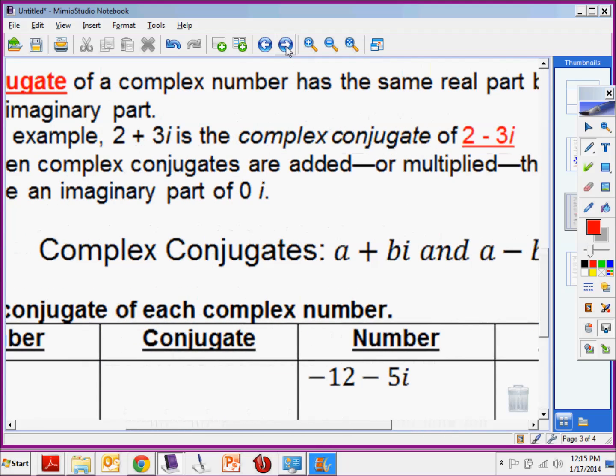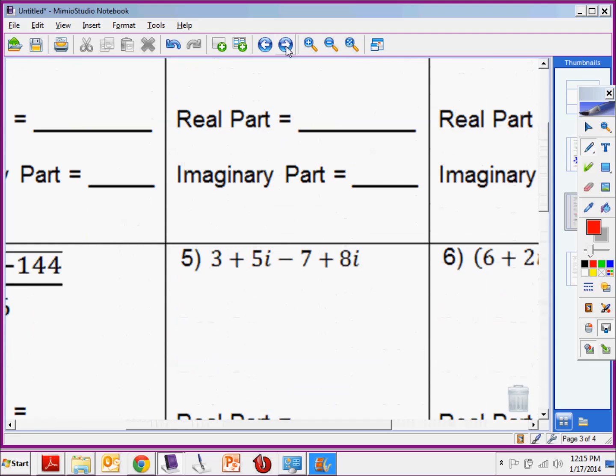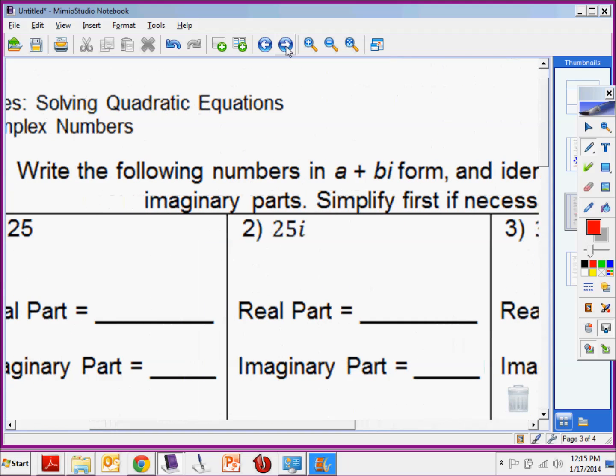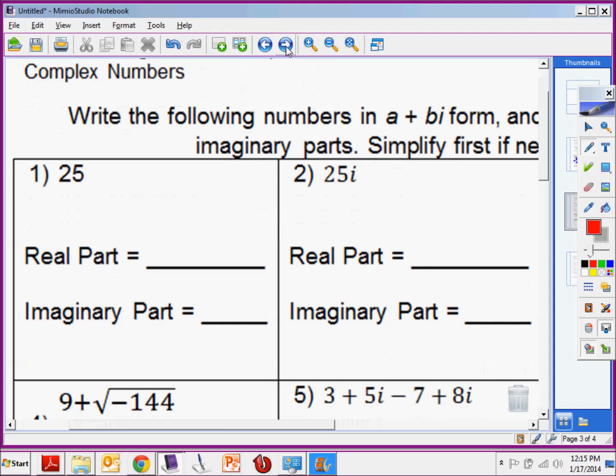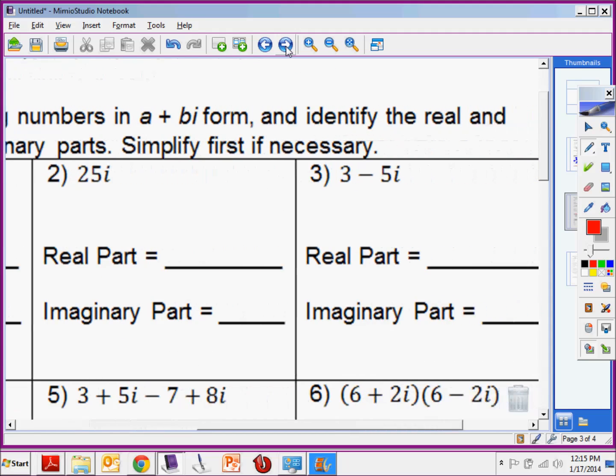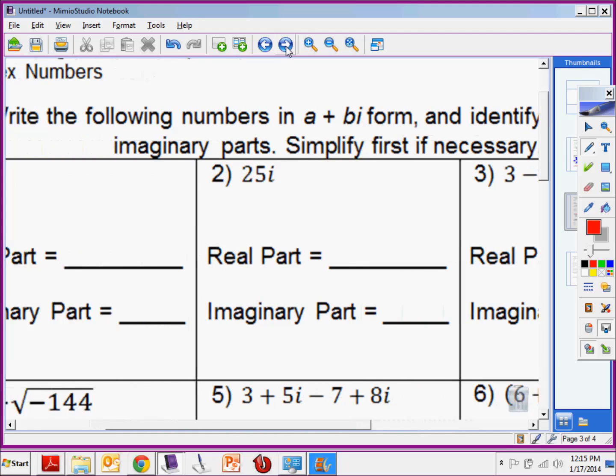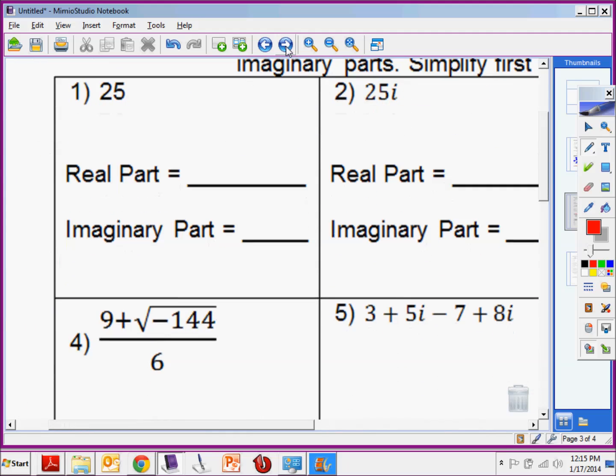All right, so you should have flipped over your paper. And it wants us to write them in a plus bi form, and then identify the real and the imaginary parts. So on 25, how can I write that in a regular form? Can you factor it first? There's nothing to do. Just 25. So it would just be 25 plus 0i.